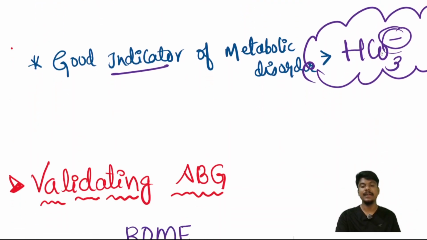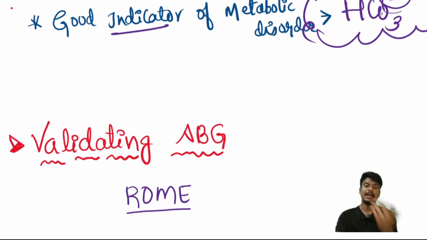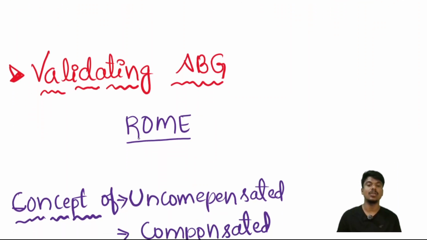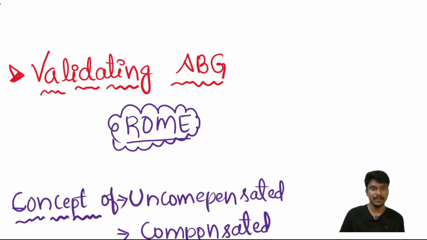Now we'll validate the ABG. We'll validate, interpret, and analyze the ABG in a single note. There is a term called ROME. What do you mean by ROME? ROME is nothing but respiratory opposite. I'm writing here on the top: respiratory opposite.